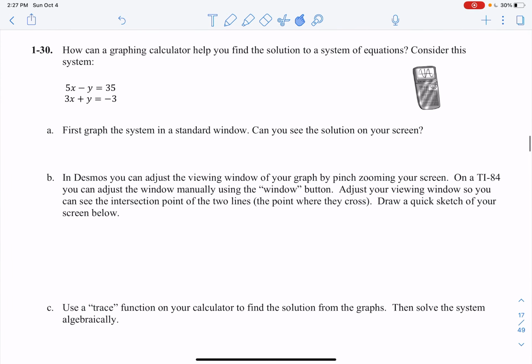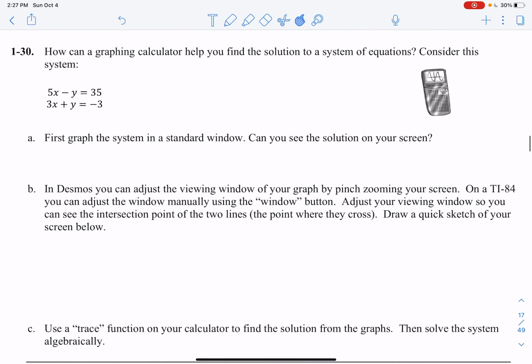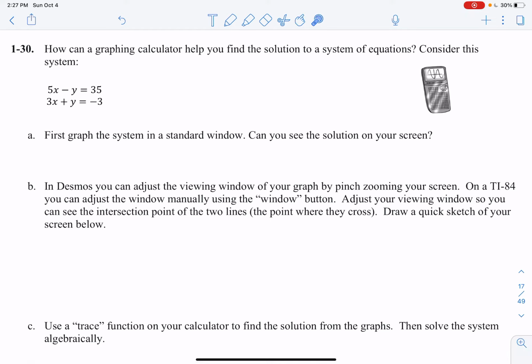Now let's go to 1-30. This one wants us to look at a graphing calculator. I know we've mostly been using Desmos, but I'll go ahead and switch back and forth. So how can a graphing calculator help you find the solution to a system of equations? Consider this system. We've got 5x minus y equals 35 and 3x plus y equals negative 3.